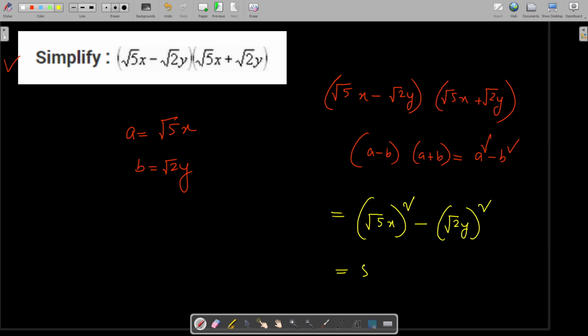Root over 5 square is what? 5. Then it will be x square. Root over 2 square is 2y square. Very easy question. Let's try another question.